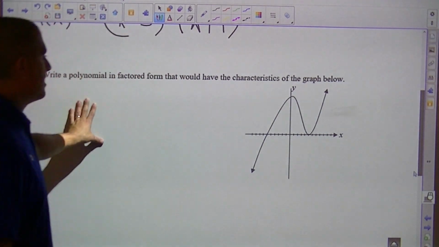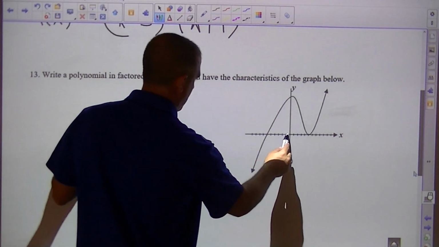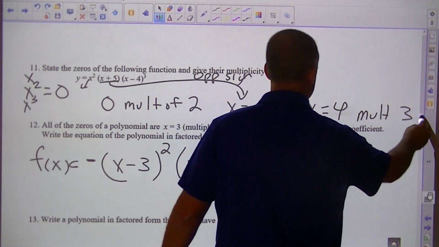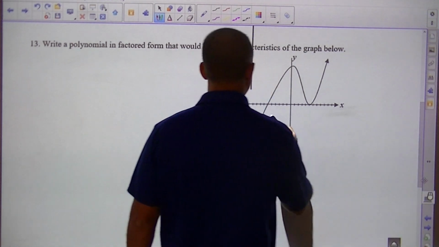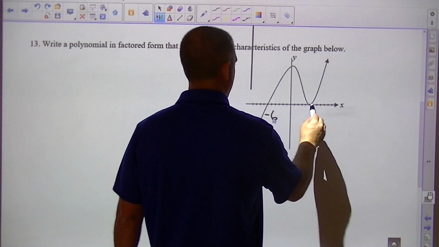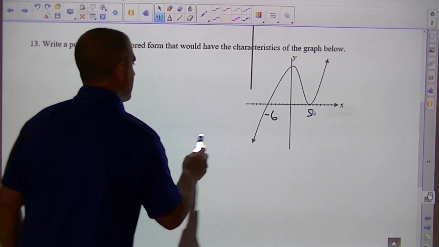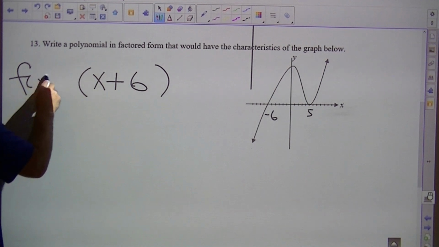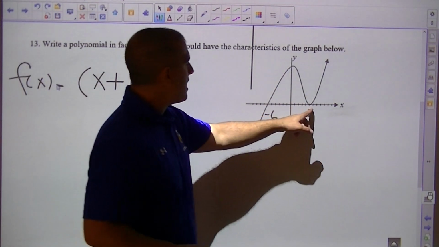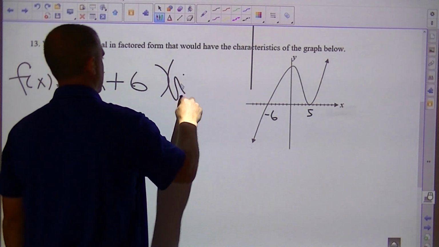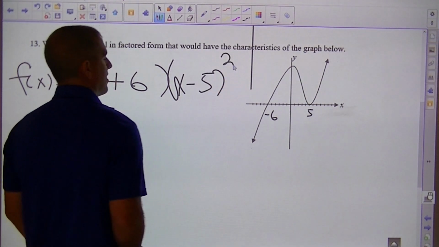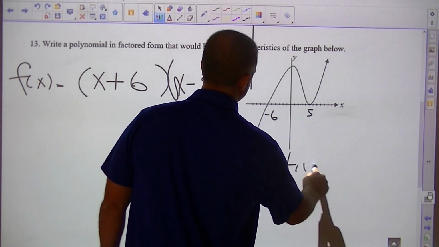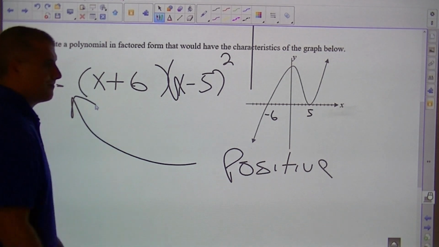Write the polynomial in factor form. Okay? So I have to look at where it crosses. 1, 2, 3, 4, 5, 6. So that's -6. That's -6 for this one. 1, 2, 3, 4, 5. This is 5. So the idea there is that's x plus 6. Okay? Since at 5 it touches and goes, it would be squared. Now, this would be positive. This would be positive. So I would just leave that as it is. Okay?